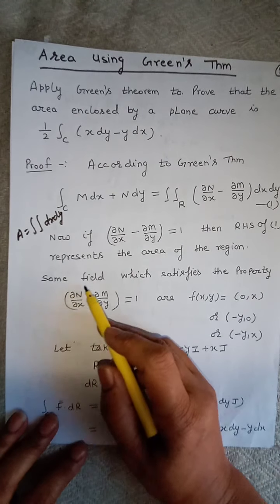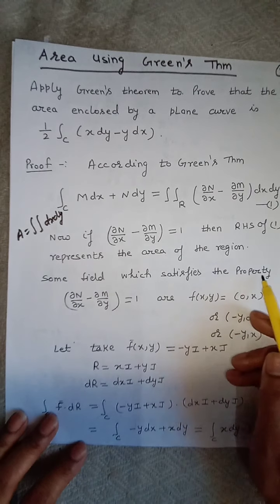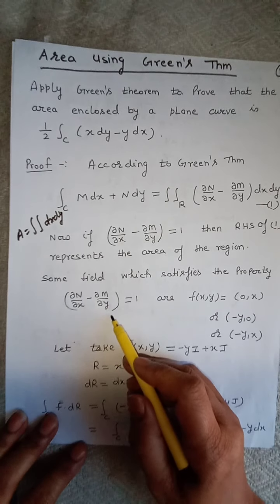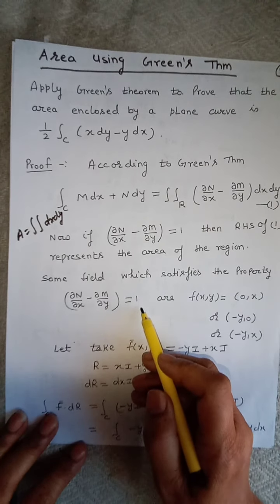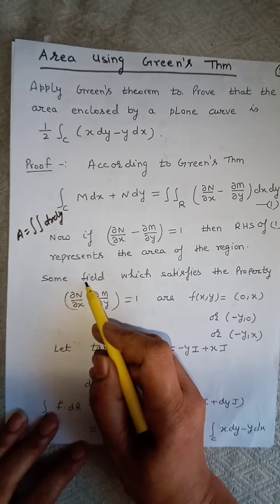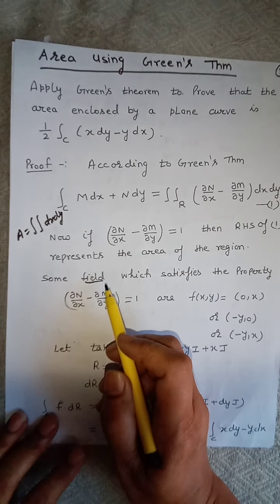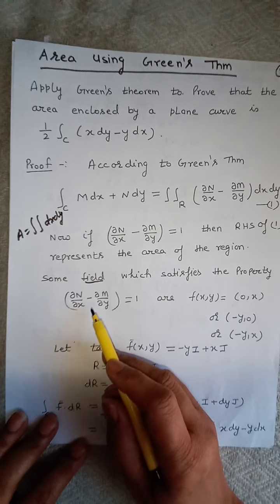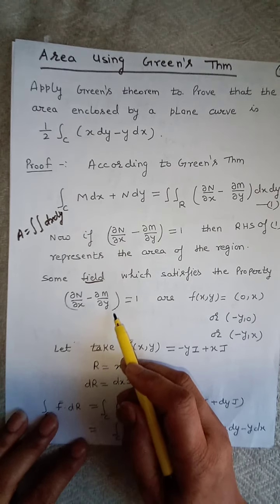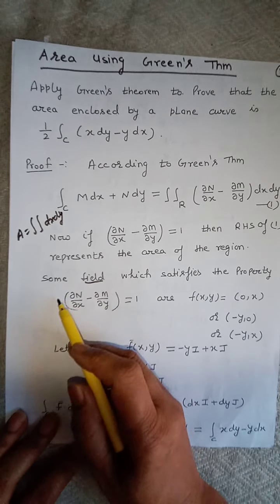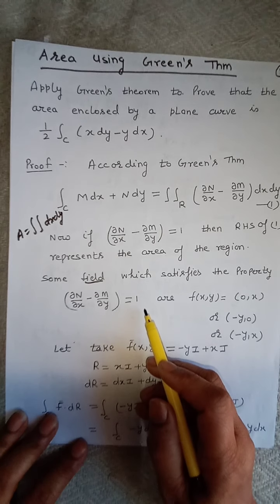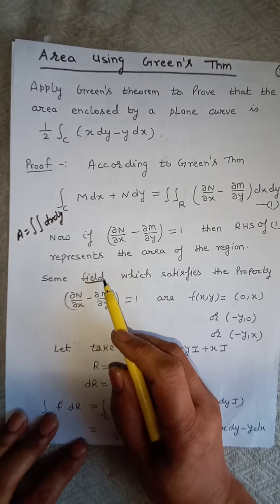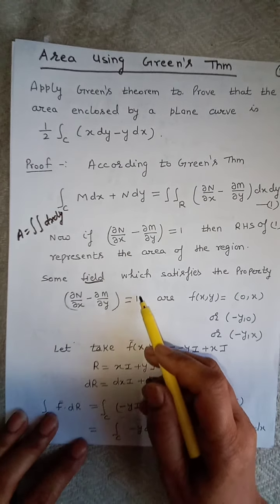Now there are some fields which satisfy the property ∂N/∂x − ∂M/∂y equal to 1. We have to take the field in such a way that it gives ∂N/∂x − ∂M/∂y equal to 1. This will be the condition: for the area of a plane curve we take a field such that this condition is satisfied.